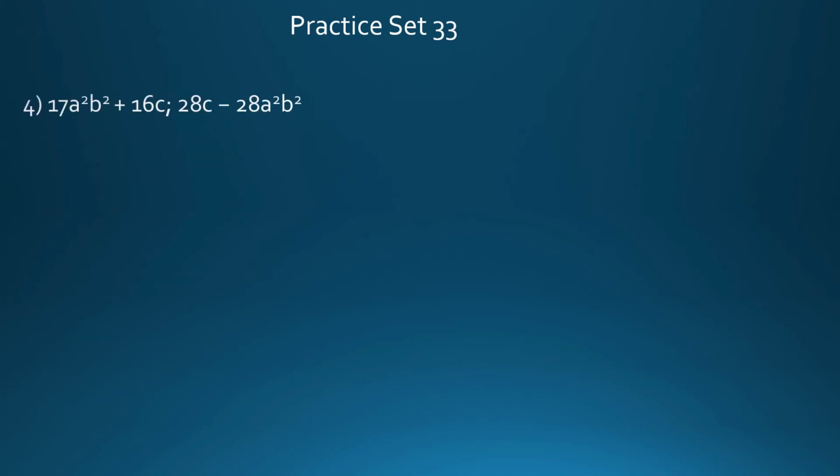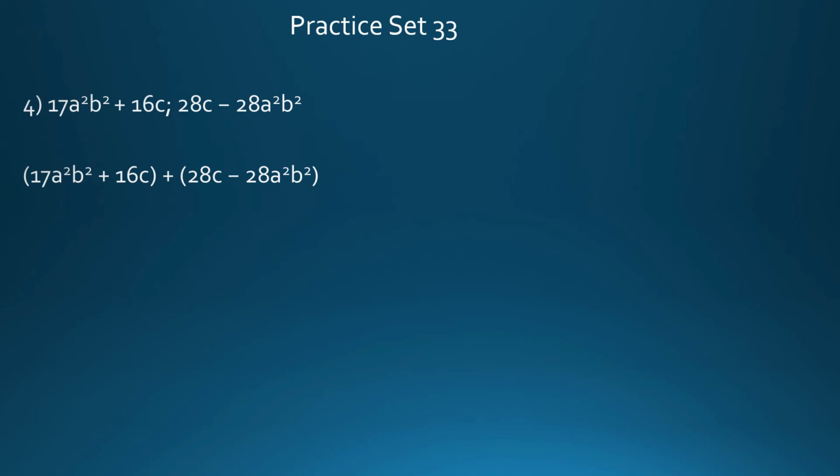Fourth sum, 17a square b square plus 16c and 28c minus 28a square b square. So we have to add these two expressions. As we have seen, we are going to put brackets first before adding these two expressions. So we will have 17a square b square plus 16c in one bracket, plus in the second bracket we will have 28c minus 28a square b square.